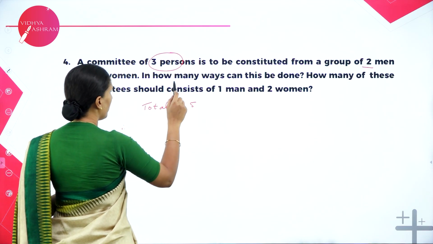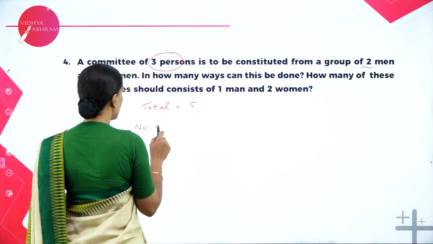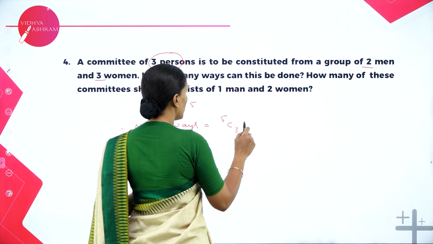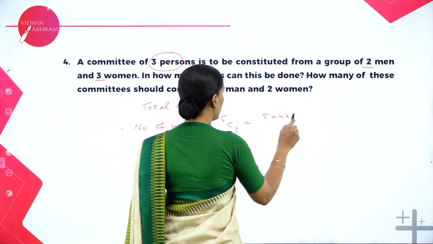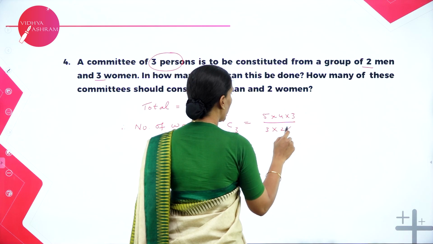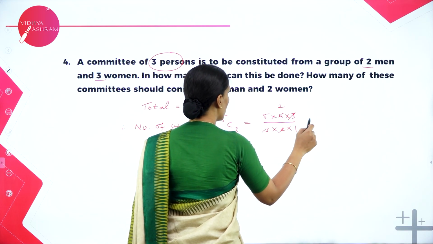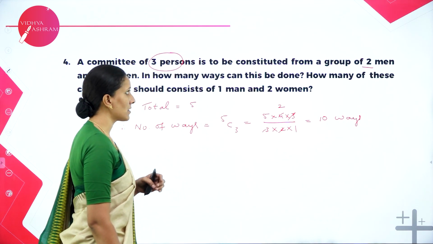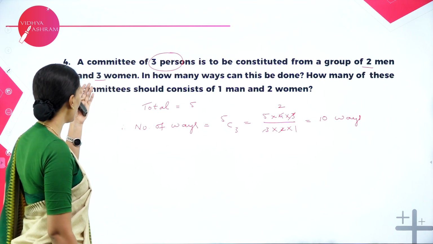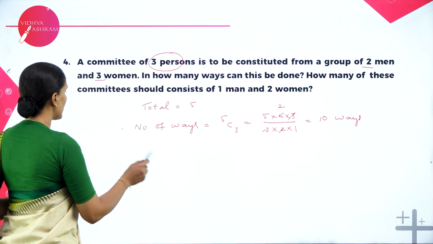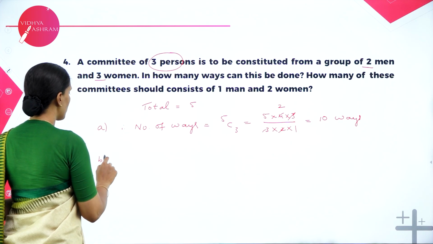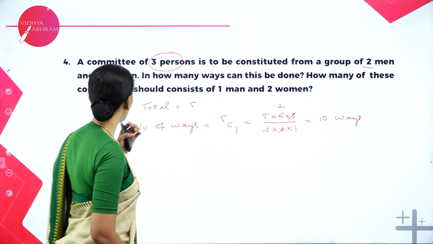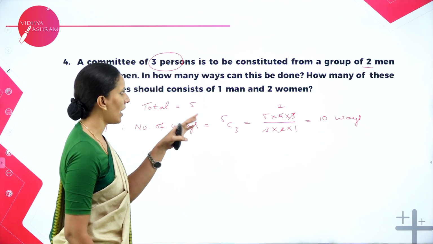So therefore, for the first condition, the number of ways is equal to 5C3, which is 5 into 4 into 3 divided by 3 into 2 into 1. So it gets cancelled. So it is 10 ways. So there are 10 ways of selecting 3 persons in a committee from 2 men and 3 women. Now the second condition is here. Let this be A and let this be B. They're asking us how many of these committees should consist of 1 man and 2 women?